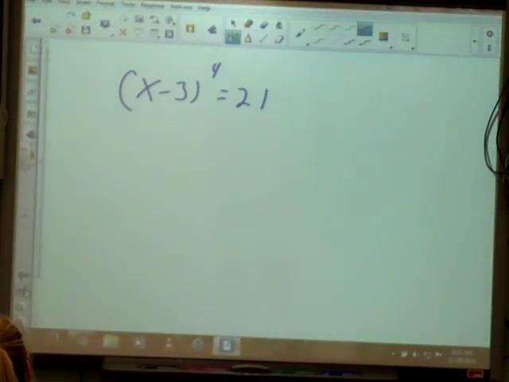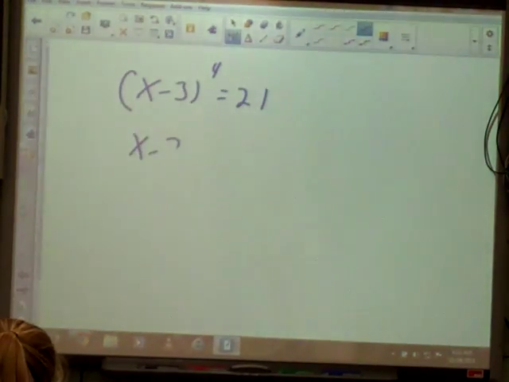Now, good news for some of y'all, bad news for some of y'all. 21 is not a perfect 4th. Doesn't go into it evenly. So let's round our 4th root of 21 to the nearest 100th again.